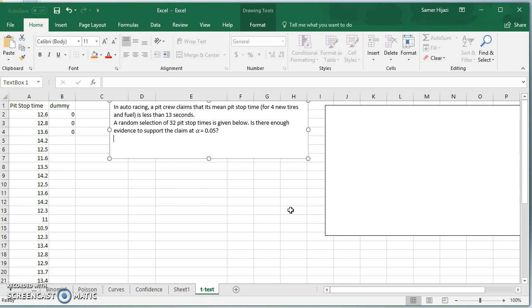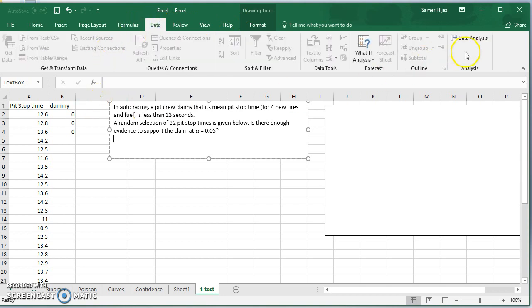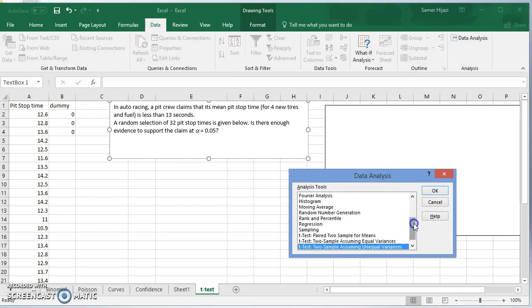So here we don't have the population standard deviation as in the previous video, which means we cannot do a Z test. So let's look at the Data Analysis Tool Pack, and as you can see, we have t-test: paired two sample for means, two sample assuming equal variances, and two sample assuming unequal variances.